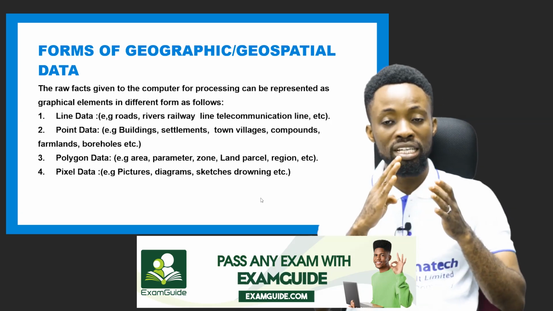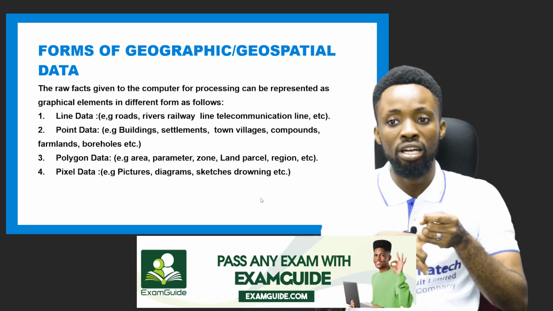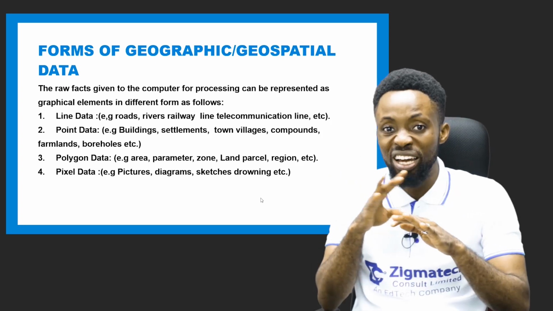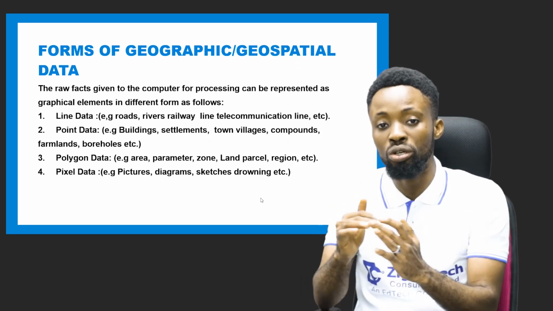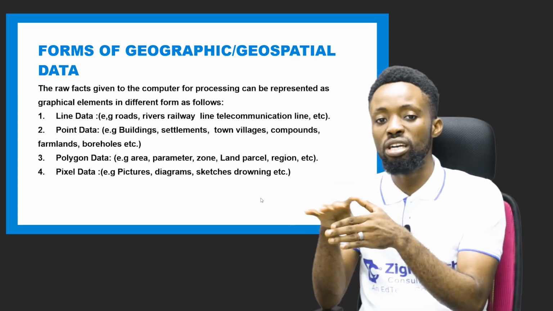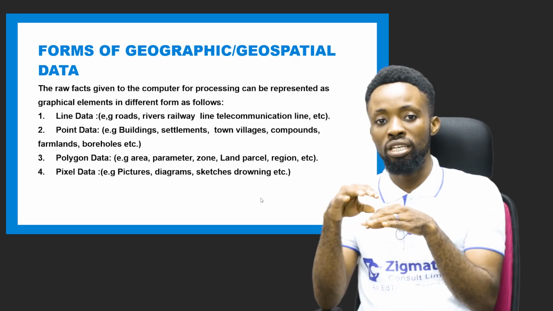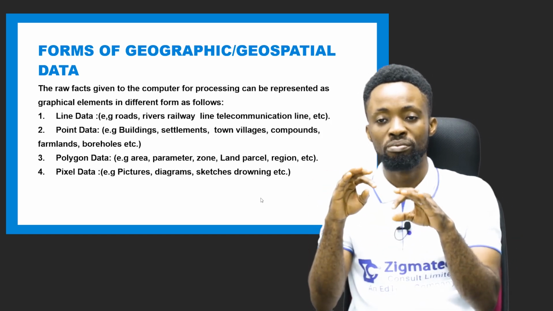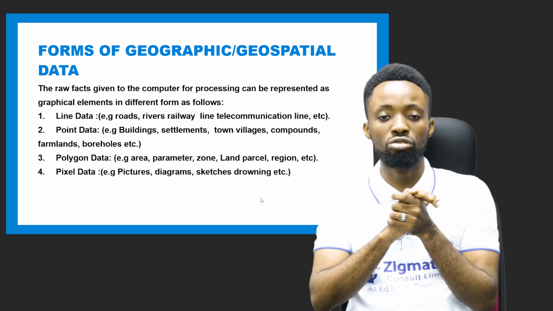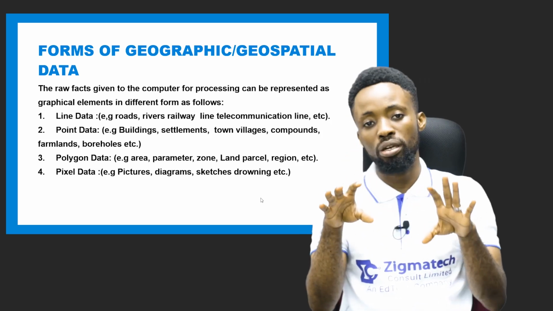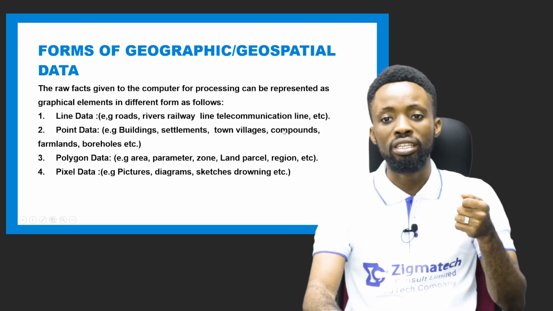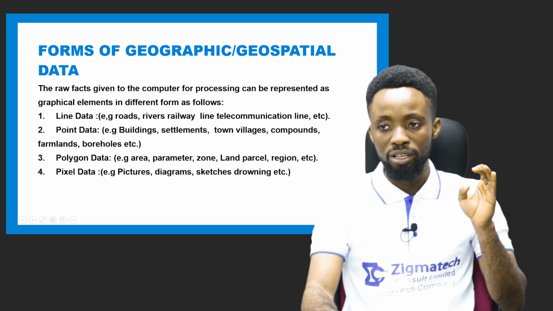Then we have polygon data. Polygon shapes, and examples can be a land area, a land perimeter, zones on a map, or a particular region on a map. This is what a polygon is, and it's referred to as polygon data. Then we have pixel data. A good example of pixel data for geographic data is pictures, diagrams, sketches, and drawings that we have on a map. So these are some of the forms of geographic data or geospatial data.